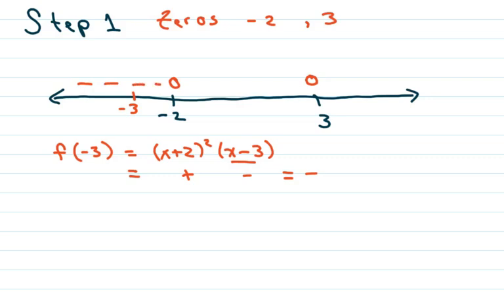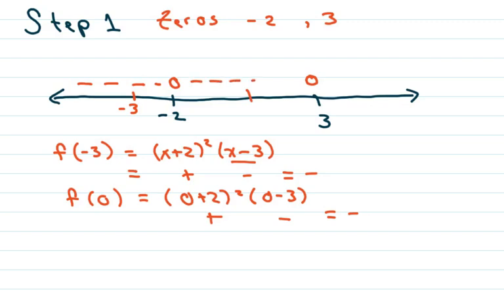Now we can pick another point. Let's pick 0 and try f of 0. When you plug in 0, you get 0 plus 2 squared and 0 minus 3. That's going to be negative as well. So that's positive, this is negative, and when you multiply the two, you get negative. So all along here, this is going to be -2. That means below the graph.